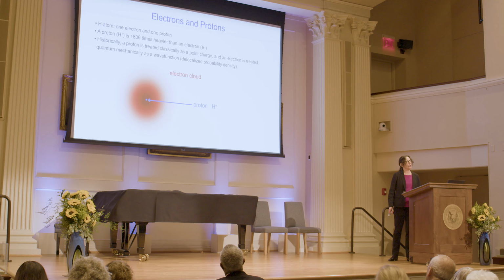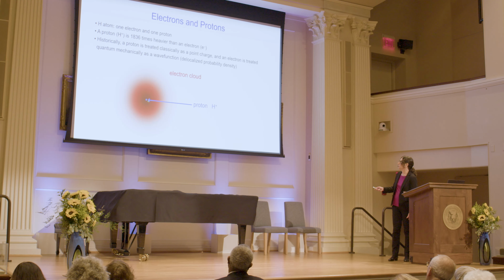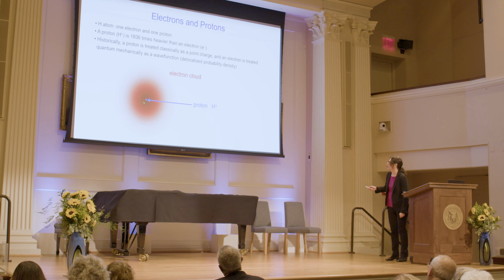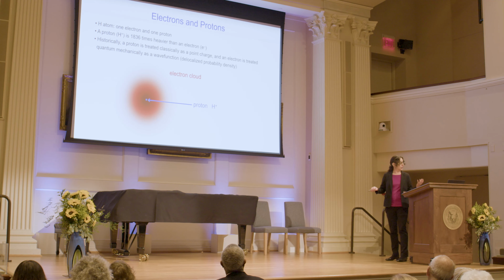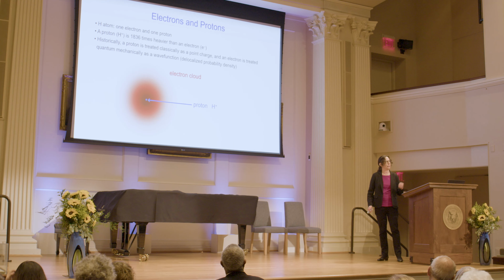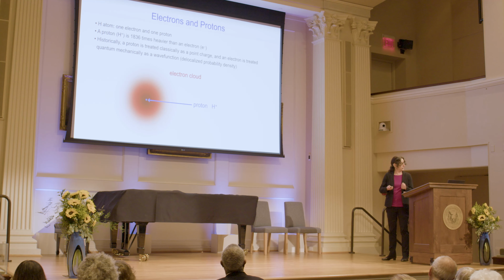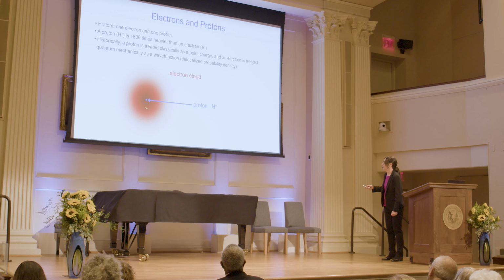So historically, the proton has usually been described as a point charge, like this blue in the middle here. And then the electron is treated quantum mechanically as a wave function, in other words, as a delocalized probability density. You can see that by this red electron cloud, and you can see there's a darker red in the middle here. And that means higher probability of the electron being there, and that's because the proton has a positive charge of +1, and the electron has a negative charge of -1, and opposite charges attract, and so that means that the electron is going to want to spend more time there in the middle near the proton.